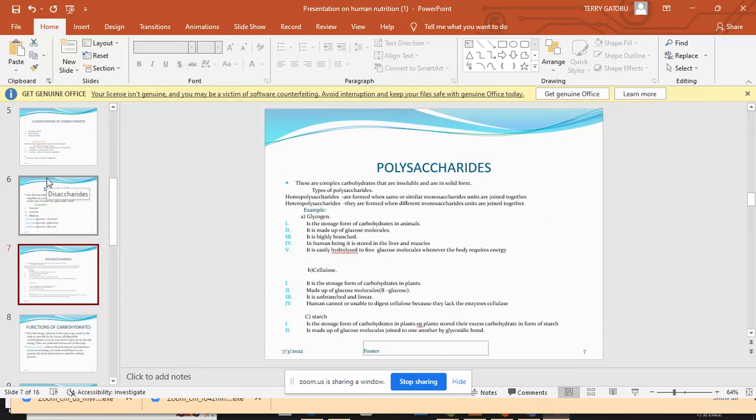We have starch. It is the storage form of carbohydrate in plants. Plants store their excess carbohydrate in the form of starch. It is made up of glucose molecules joined to one another by glycosidic bonds.